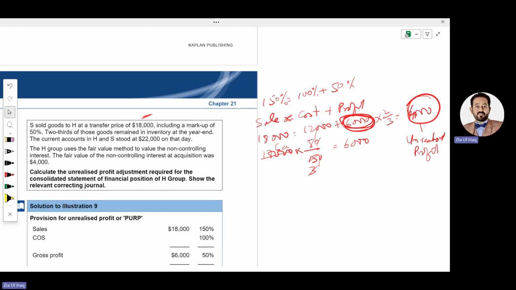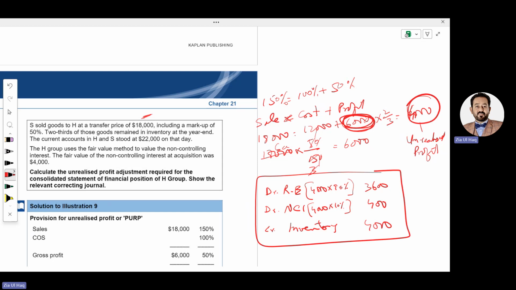What accounting entry we will pass for this? Debit, retained earning. How much? 4,000 into 90%. What is 3,600? Debit, non-controlling interest. 4,000 into 10%. What will be that? 400. And credit we will make inventory. How much? 4,000. So this will be the accounting entry we will record at consolidation.